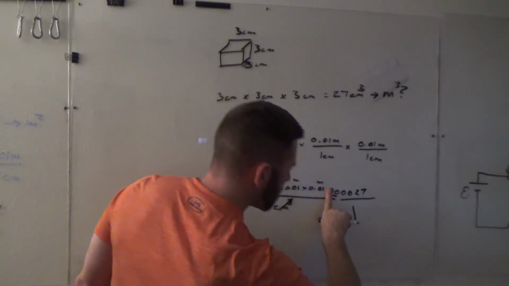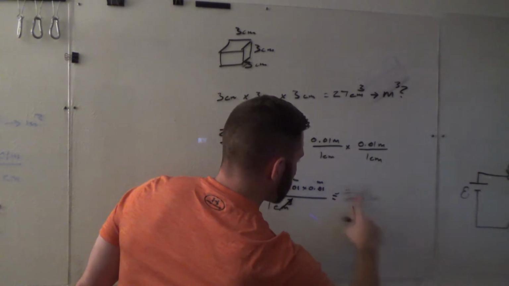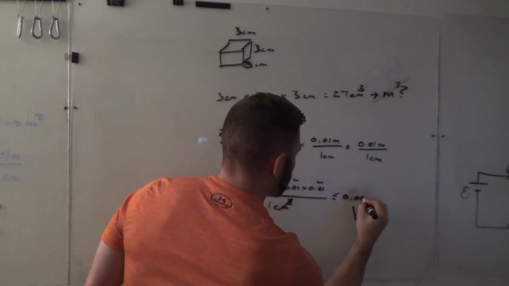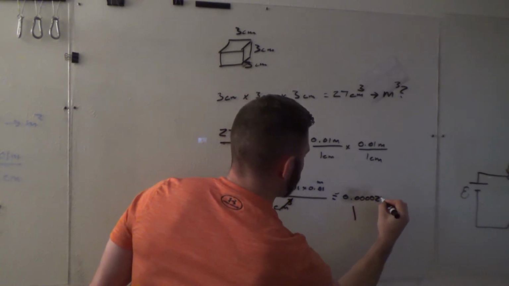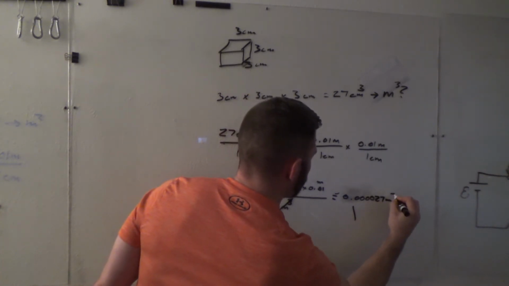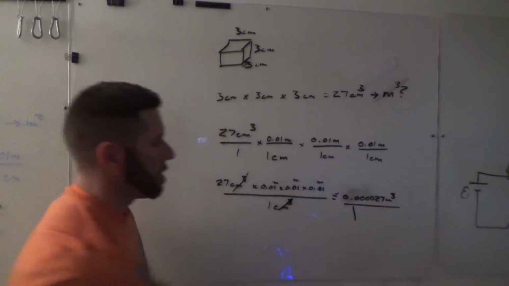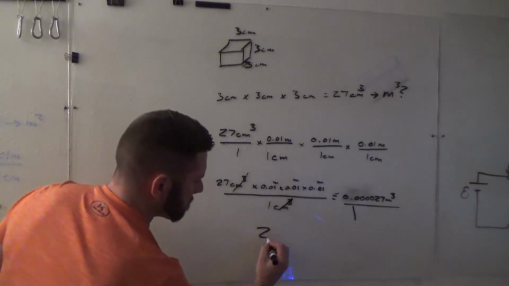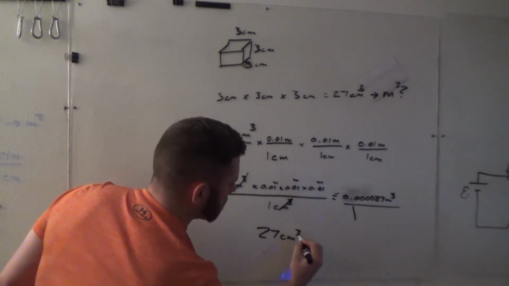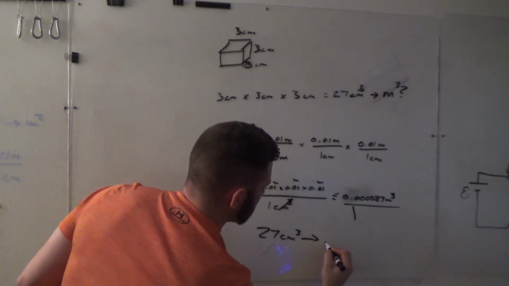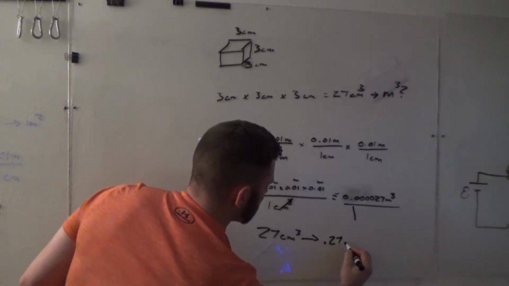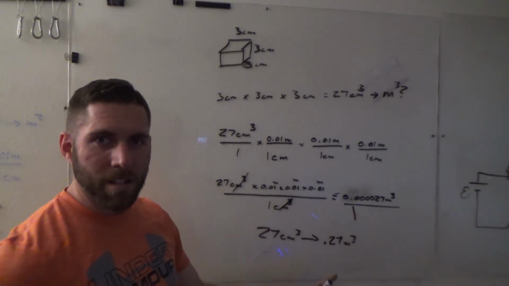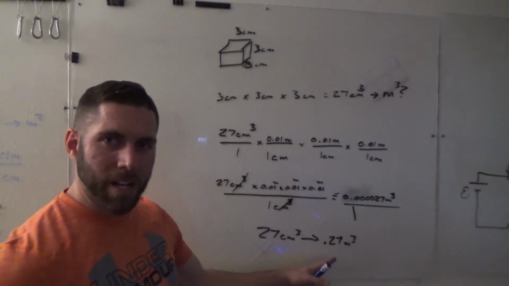That's kind of screwy. So we got 0.000027 meters cubed. That is what it should be. Now, do you see the difference? That's the issue. People don't understand how to do these conversions.